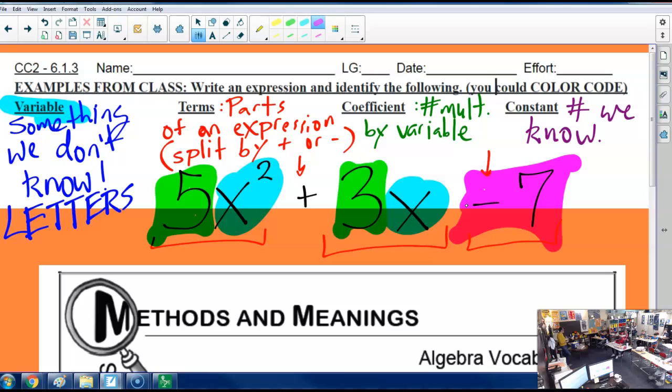So this messes with kids, because a constant does not change. Right? So 3x will change depending on what x is. 5x squared will change depending on what x squared is. But this negative 7, guys, that's like these tiles. You know what these tiles are. This is 5, right? Or negative 5. Or like 1 or negative 1. Right? Like these are constant. Their size can't change. They don't involve x. They're not elastic. They can't change.